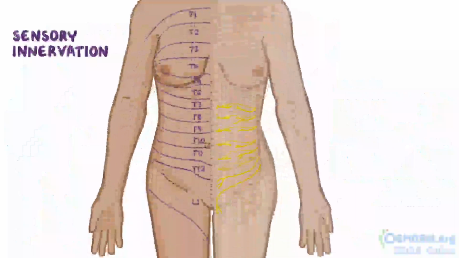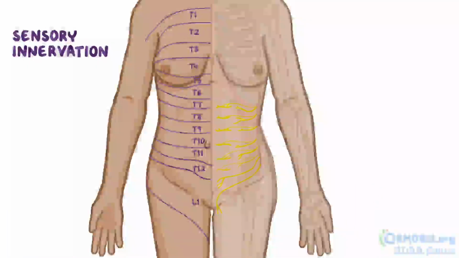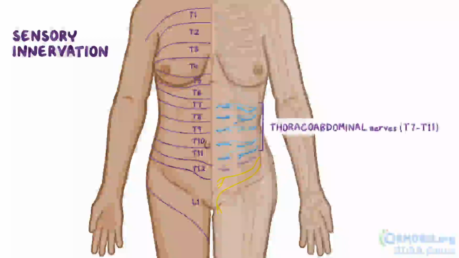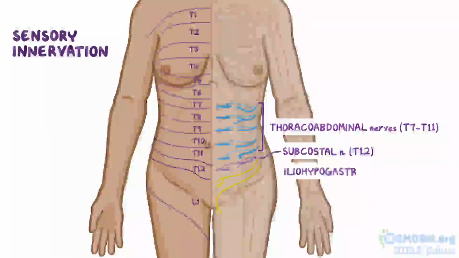So now let's have a look at the sensory innervation of the abdominal wall. The skin and muscles of the anterolateral abdominal wall are mainly innervated by the thoracoabdominal nerves, the subcostal nerve, and the iliohypogastric and ilioinguinal.